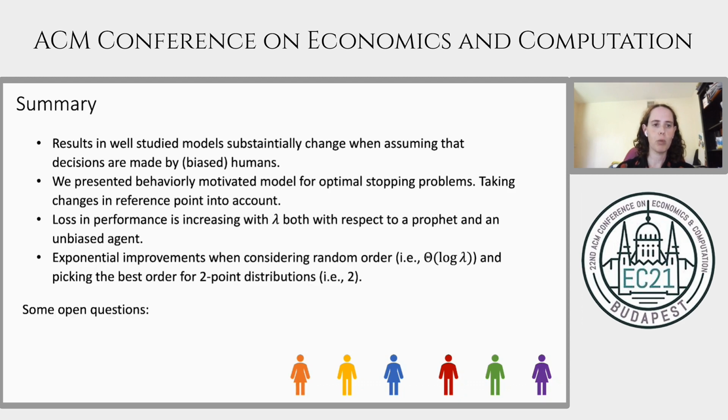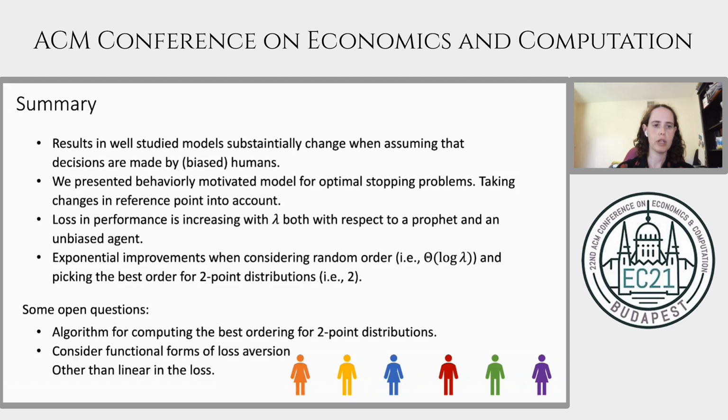Let me mention some open questions. So first of all, find an algorithm for computing the best ordering for 2-point distributions. And second, in this work, we made the assumption that the loss aversion is linear in the loss. Now, it will be interesting to consider other functional forms of loss aversion and see how they affect the results in the model. So that's all.